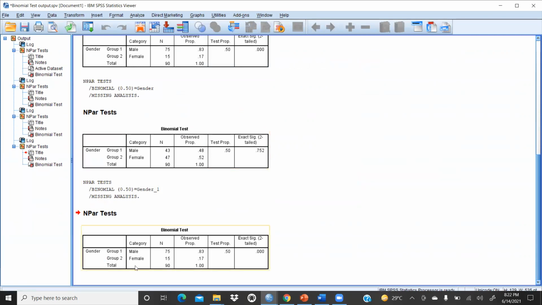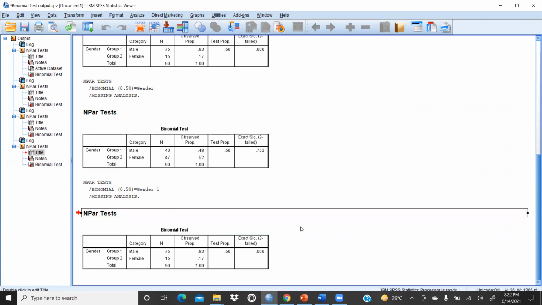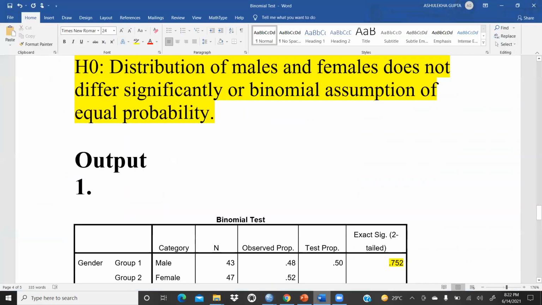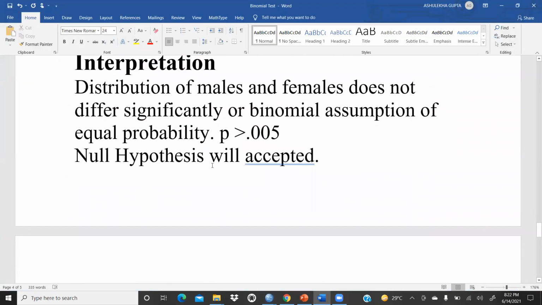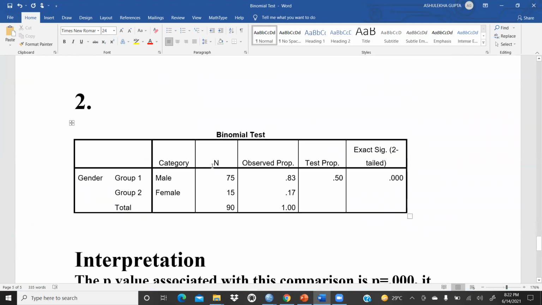Now you could see here this table. Again, we will copy this table to my Word document. I think there is less clarity, right? So I will shift this; this is my output 1. I had already explained it. This is output 2. So output 2 is gender male 75 and female 15, right?